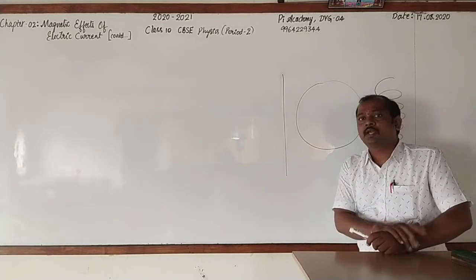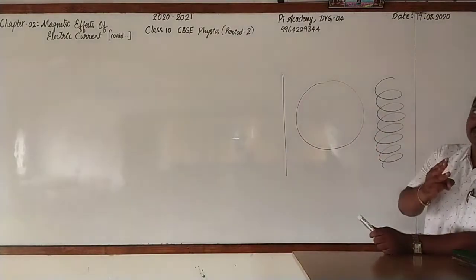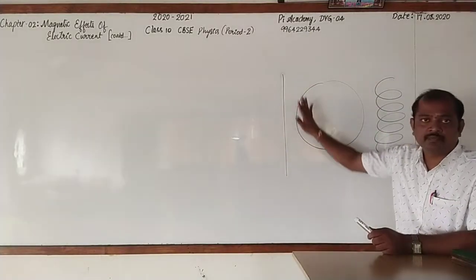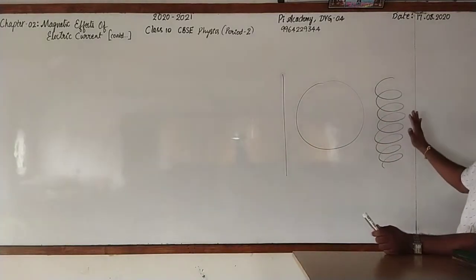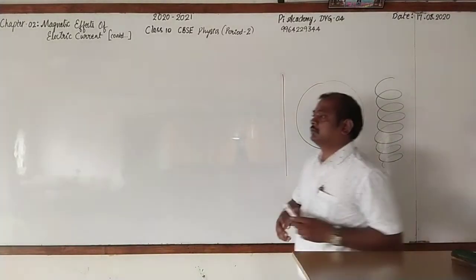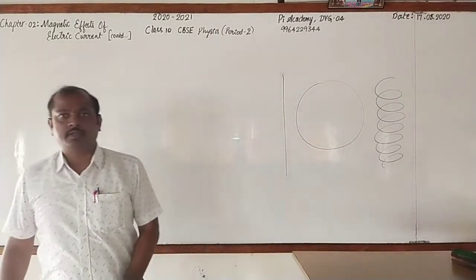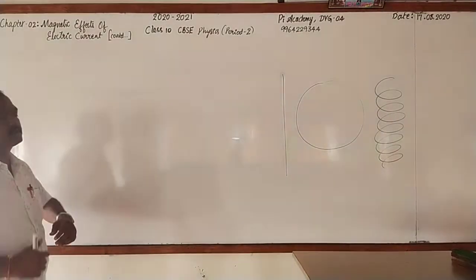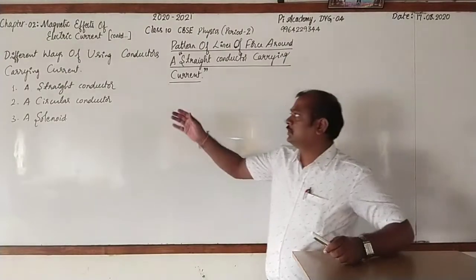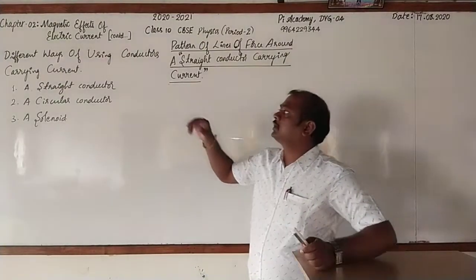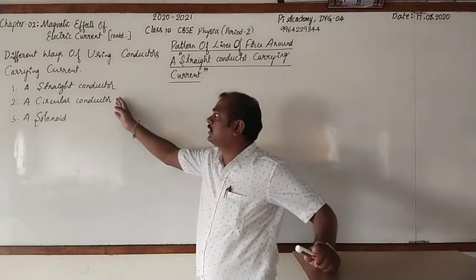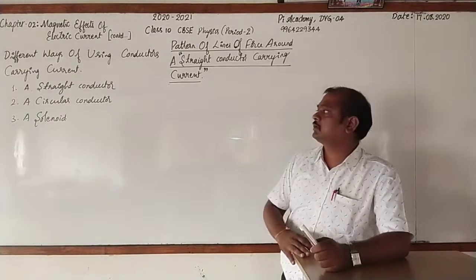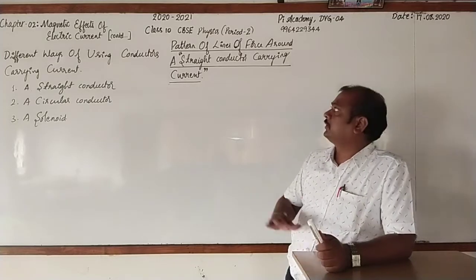So the conductor can be used in three ways. What are those? One is a straight conductor, second one is a circular conductor, third one is a spiral or the solenoid. Okay, yes, let us go for studying. Just as I told you, the conductor carrying current can be used in three different ways: a straight conductor, a circular conductor, and a solenoid.